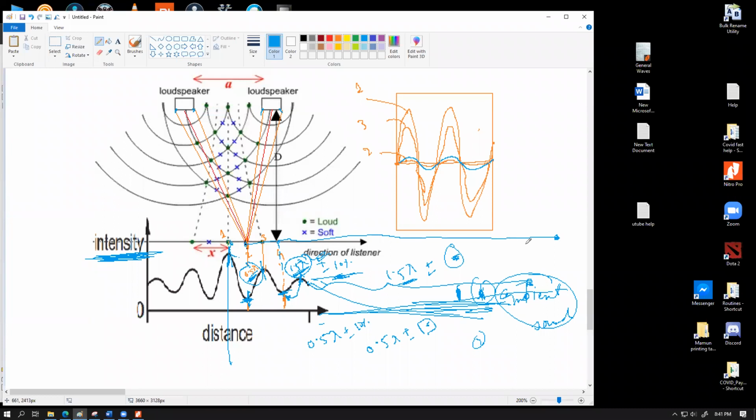You are expecting that this line would be a bit curved because there will be some sound. But this is not measuring the sound, this is measuring the intensity of the sound or volume.